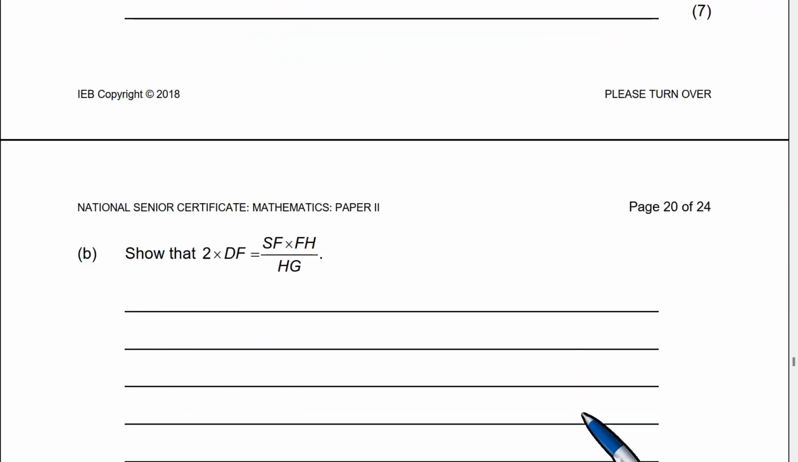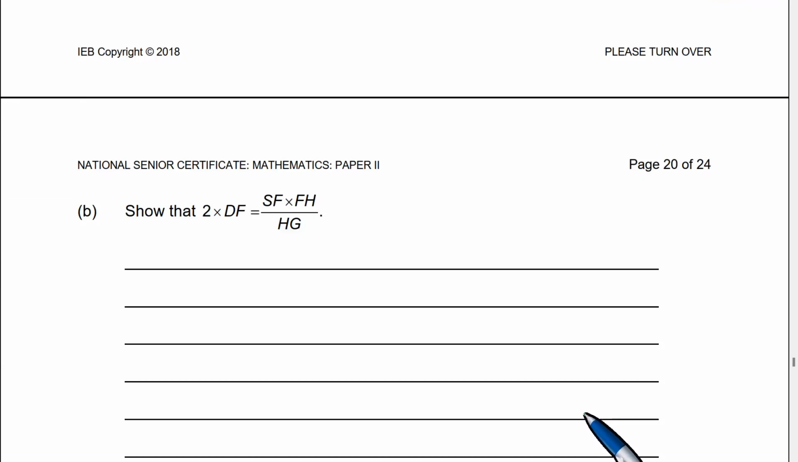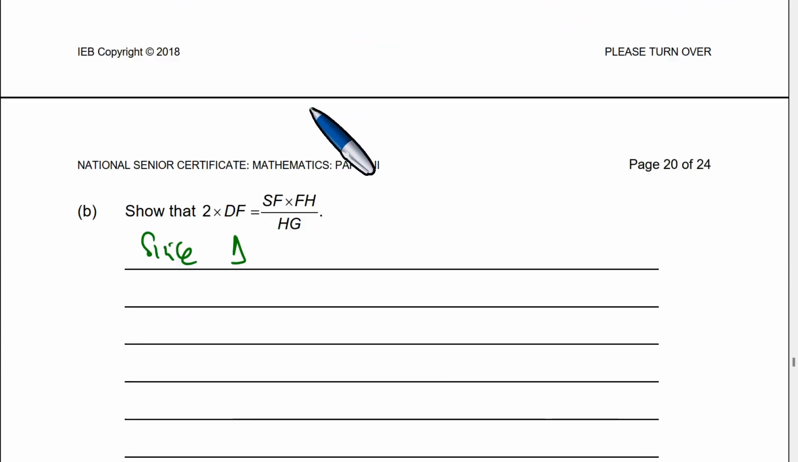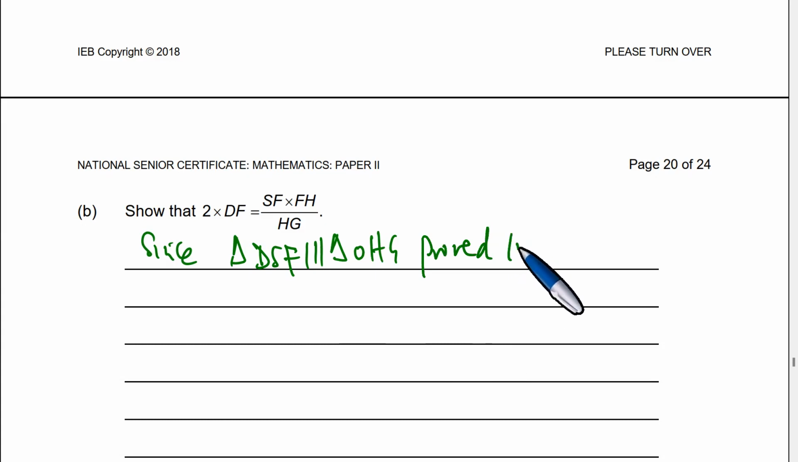Next. Want to prove this one? To prove that two times DS equals DF and so on, since we have proven that triangle DSF is similar to triangle OHG, proved in A above.